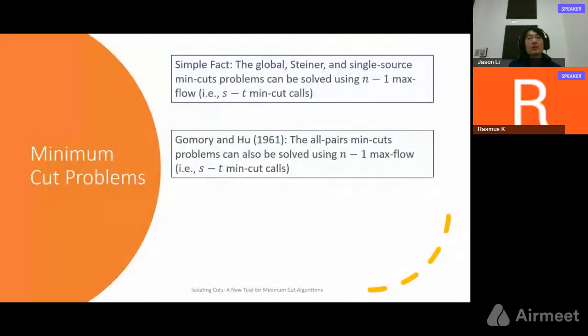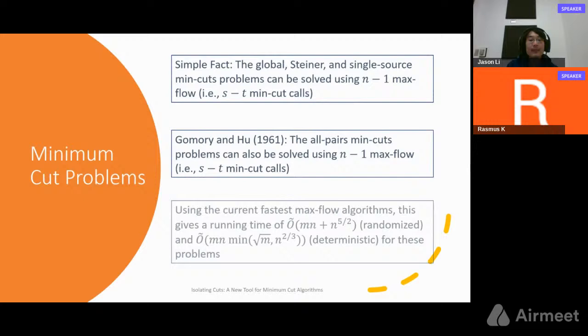So what about the all pairs min-cut problem? Miraculously, Gomory and Hu showed that you can do better for the all pairs min-cut problem than computing n squared many ST min-cuts for all S and T. This can be done using just n-1 min-cut computations. Now, if you plug in the current fastest max flow algorithm, this gives you a running time of roughly mn plus n to the 5/2 for randomized, and this time for deterministic for these problems.